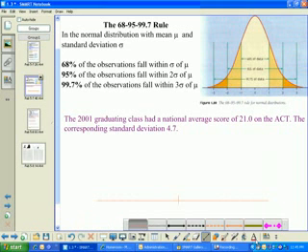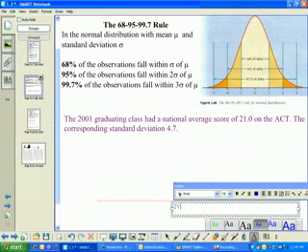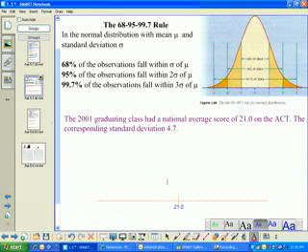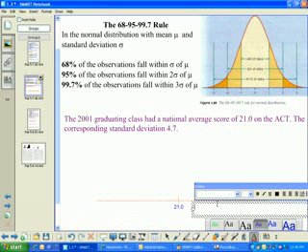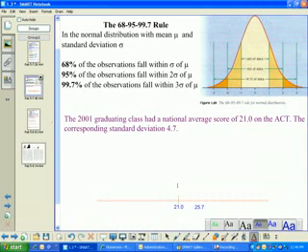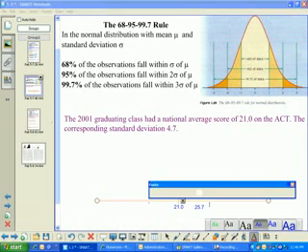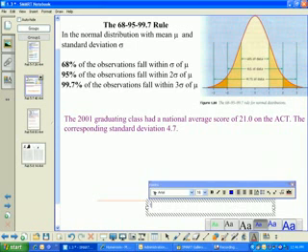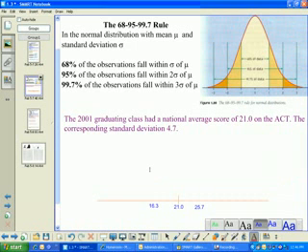So our mean here is in the middle, and this was 21.0. So that's our middle score. Now, if we were to add one standard deviation to that, I would end up over here. So 21 plus 4.7 is 25.7. And if I subtract that, it'd be 16.3.